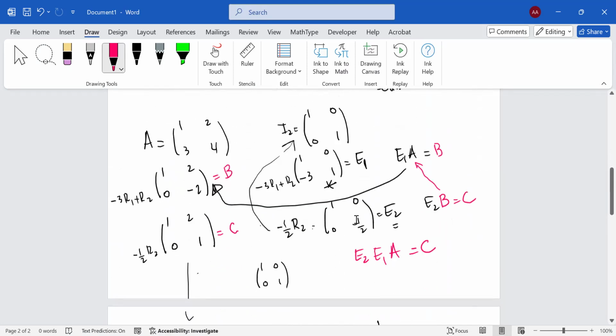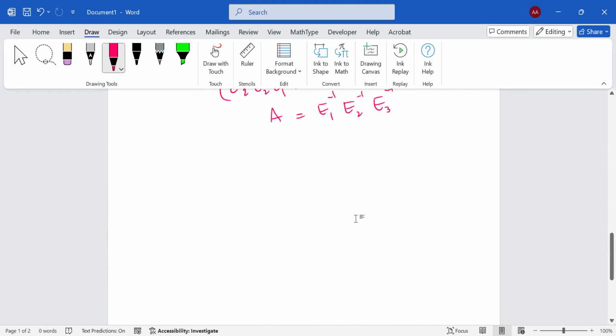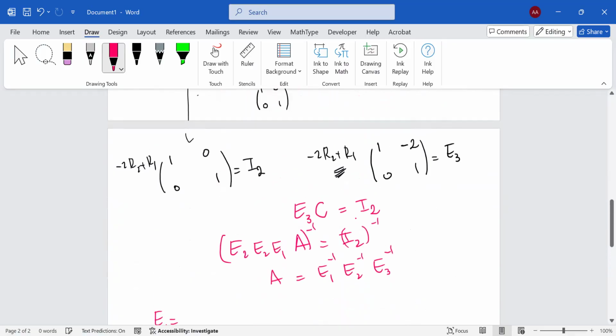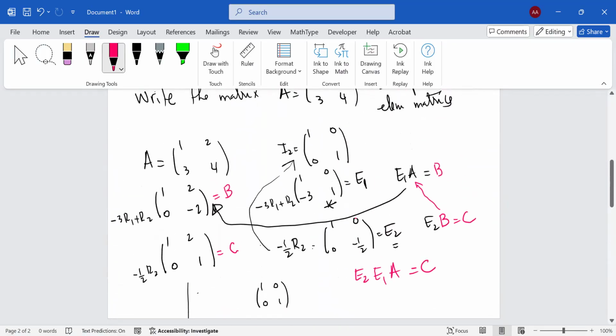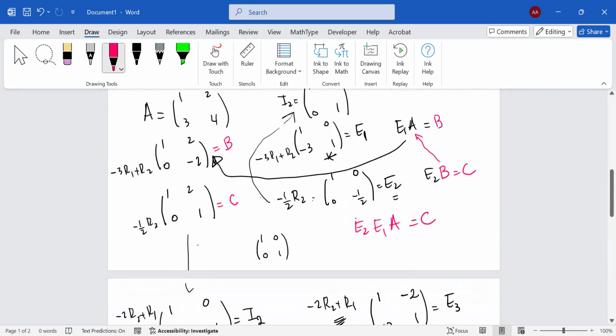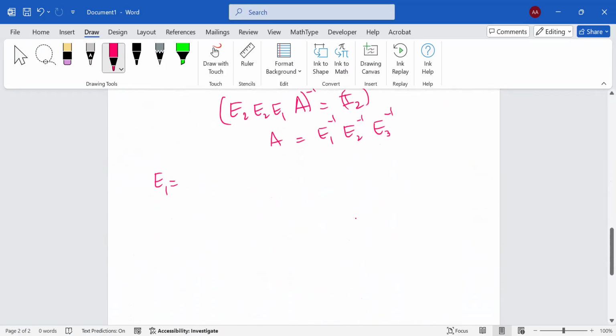So what is E1 minus 1? E1 is, let me scroll up, 1, negative 3, 0, 1. So E1 minus 1 will be, since the determinant is 1, 1, 1 here, 3, 0.